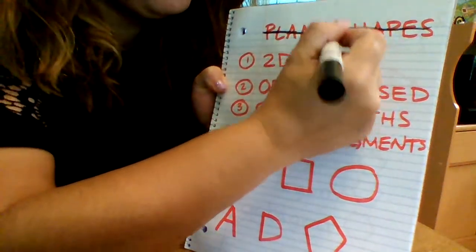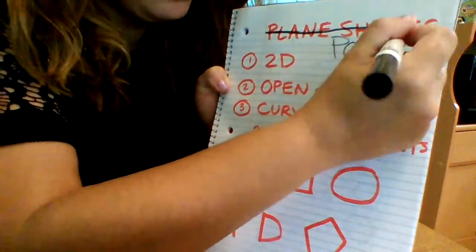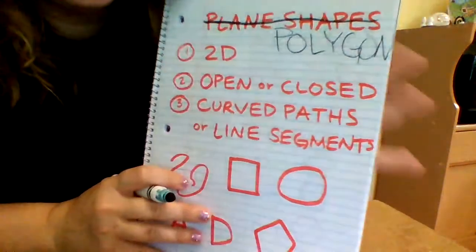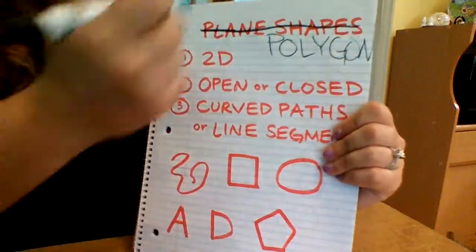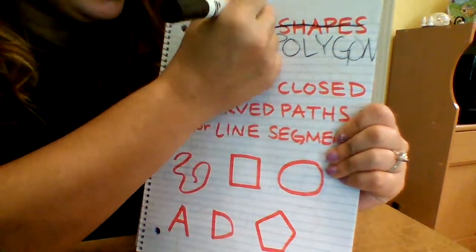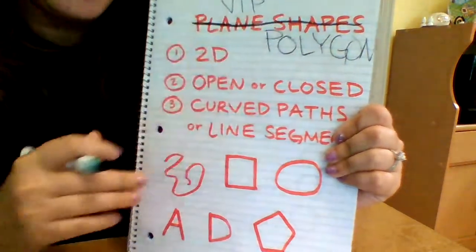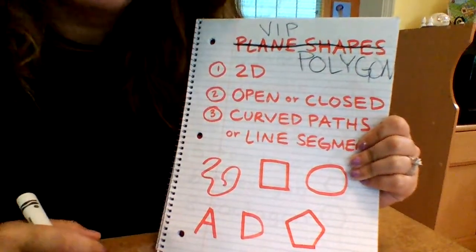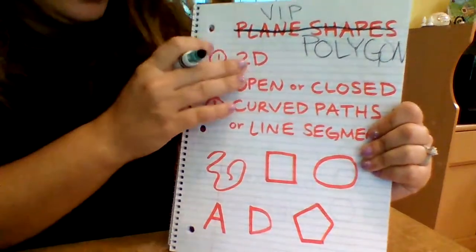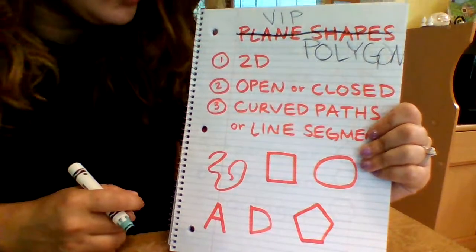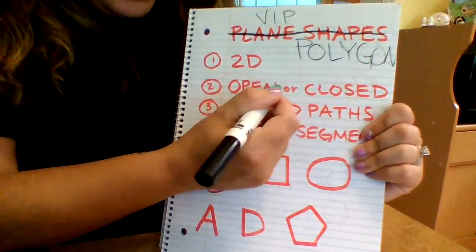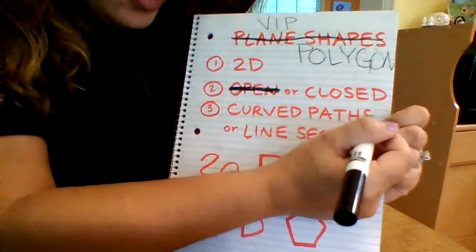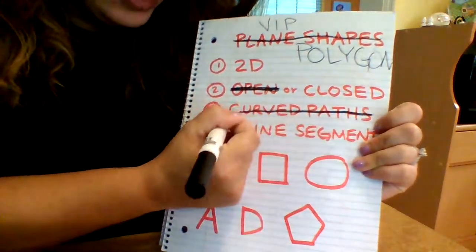Polygons, right? I squeezed it in there. Polygons, right? And this was like a VIP club, okay? Very important plane shapes only can get into this club. Not just anybody can come in. Okay, flat shapes, that's still a requirement to get in, but no more open shapes allowed. Okay, and no more curved paths allowed.